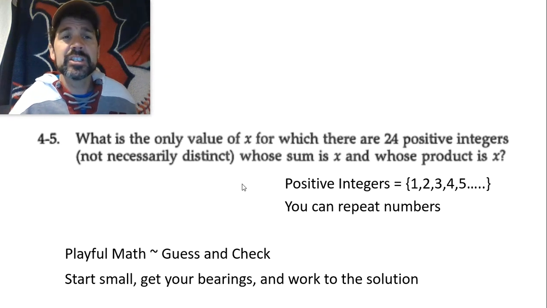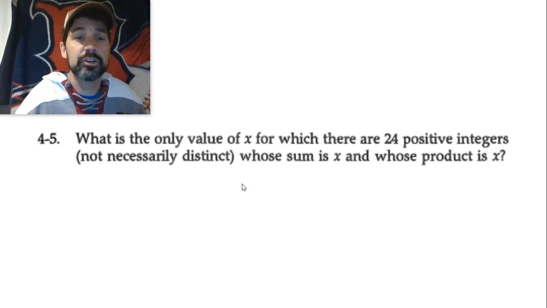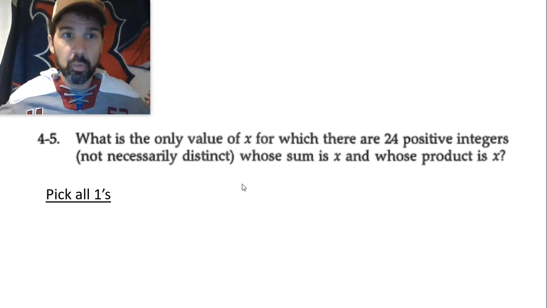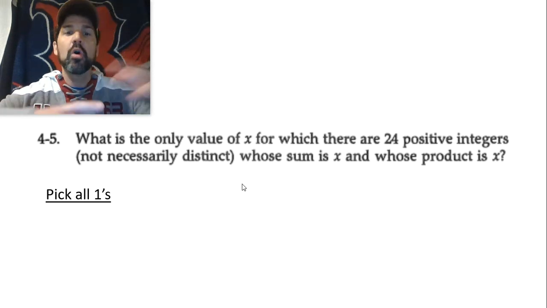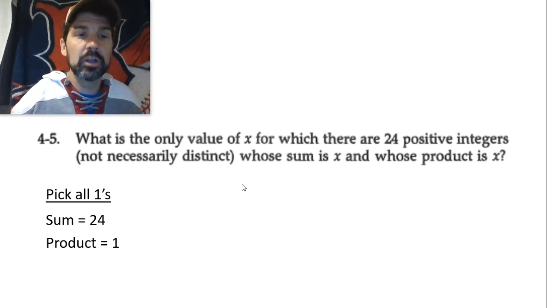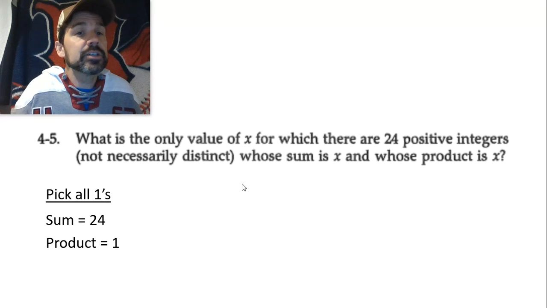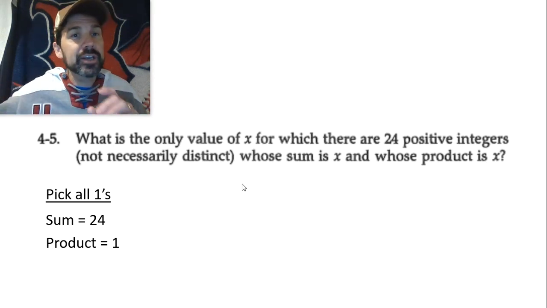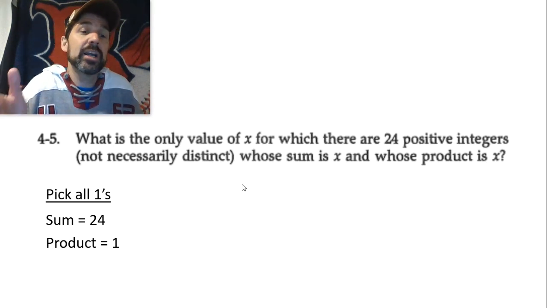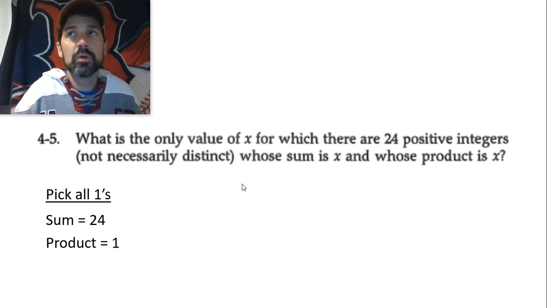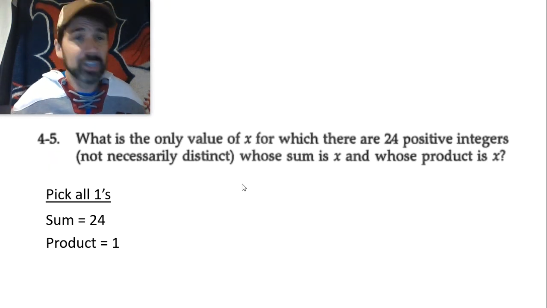So the smallest possible thing you could do is make them all 1. Let's just see what happens. If they're all 1, when you add them all up, you're going to get 24. And when you multiply them, you're just going to get 1. Now, this is a nice place to start, especially because usually the product is going to be bigger than the sum. But in this case, the product is smaller than the sum. So now we can start to work our way up. All right, so picking all 1s doesn't work.